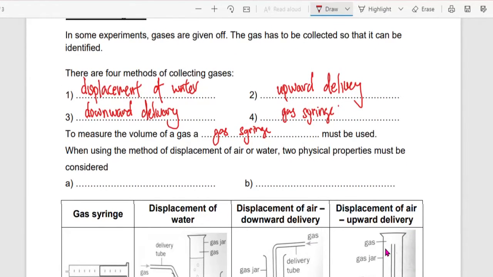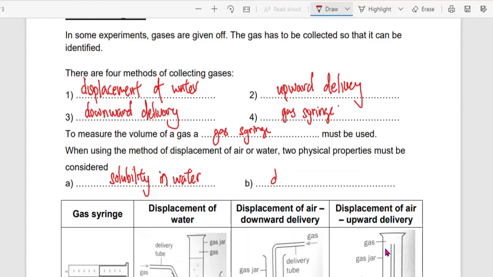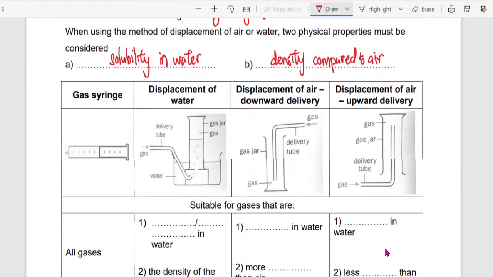Now, to know which method I should use, typically there are two properties we will need to consider. First is about the solubility of the gas in the water. We need to check whether the gas can dissolve in water or not. Secondly, we are going to check how much is its density compared to the air. Whether it is denser than air, or is it less dense than air? So let's check it out.